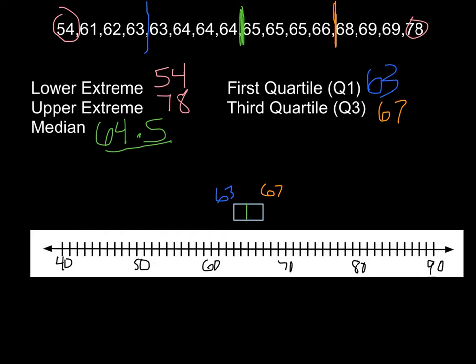So let's draw a whisker coming out the right side of the box that stops at 78, which is going to be right about here. That's a little sloppy work. I'm going to put a dot there so we'll know it ends. And we're going to draw a line the other direction going to the 54.